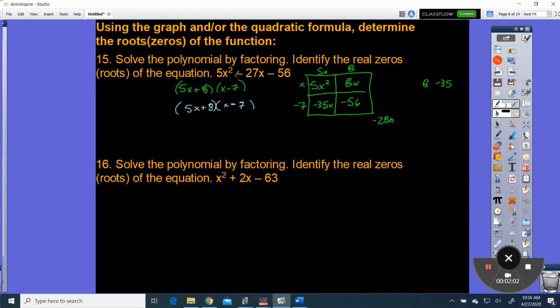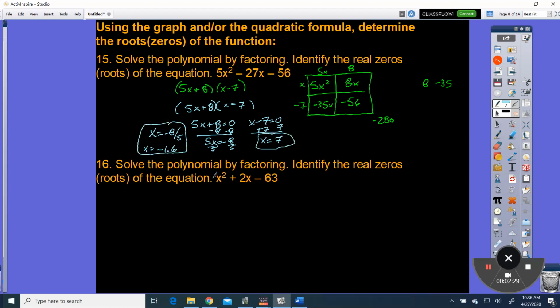But anyways, now that you've got it factored, you can put each factor equal to 0. I just add the 7 over, so x equals 7. Now I go minus 8, minus 8. So 5x equals negative 8, divide by 5, and x equals negative 8/5. So if you wanted to type that in your calculator, you'd get negative 1.6.